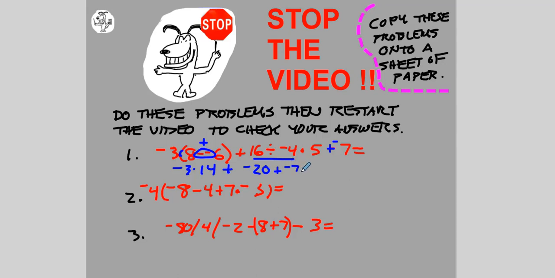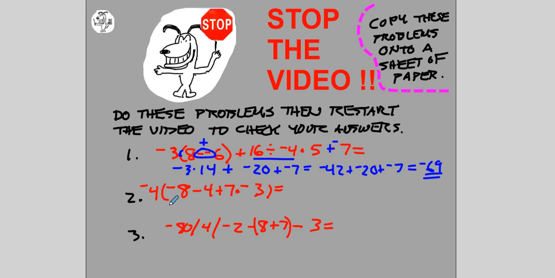I'm going to continue. Well, 3 times 14 is 42, and that's negative 42. So I have negative 42 plus negative 20 plus negative 7. So that is negative 62 plus negative 7 is negative 69, which is my final answer. And I just added these all together because when you have all negatives added together, you get more negatives. Okay, that should be a negative 3 here.